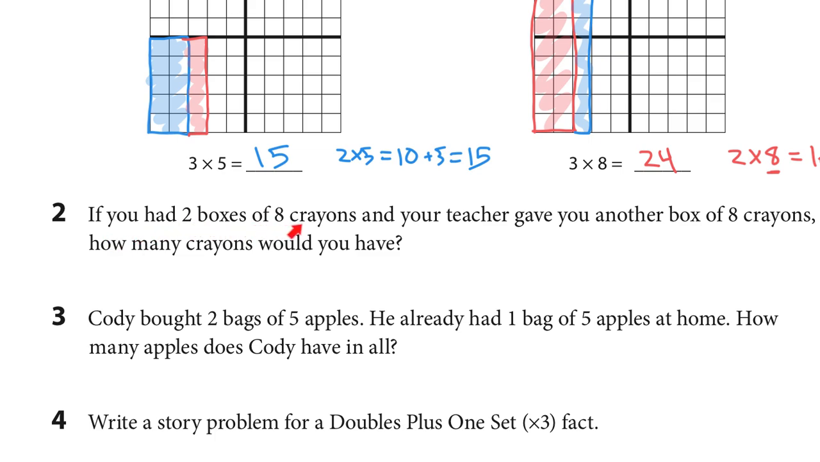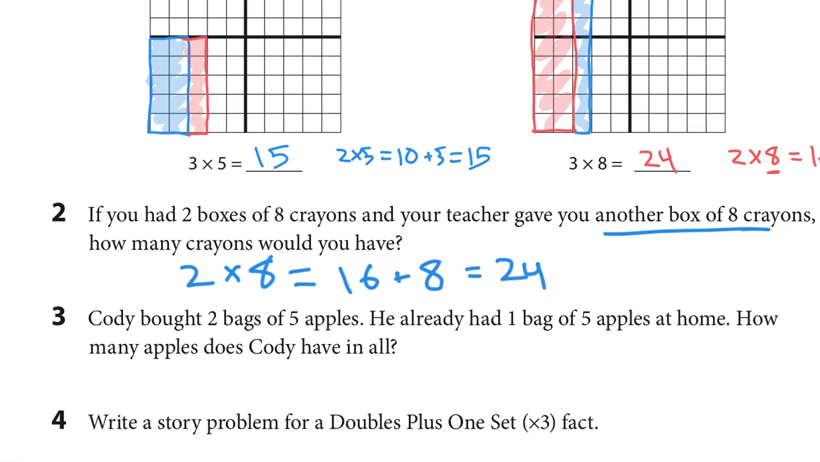If you had 2 boxes of 8 crayons and your teacher gave you another box of 8 crayons, how many crayons would you have? Oh my goodness, this is a doubles fact right here again. 2 boxes of 8 crayons. There is our 2 times 8. Okay, there's our 16. And then the teacher just gives you another box of 8 crayons. Add another 8. That is our 24 that we just did over here. Because what is that? 2 times 8 plus 8 is the same as 3 times 8. You get the same answer.